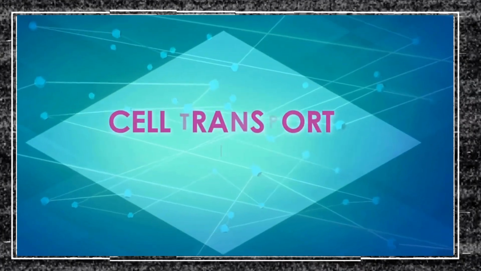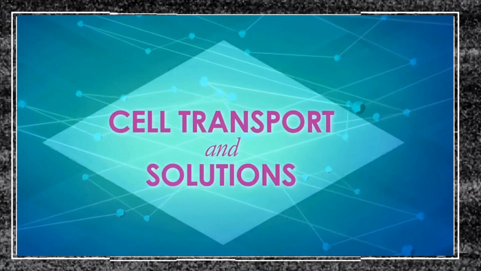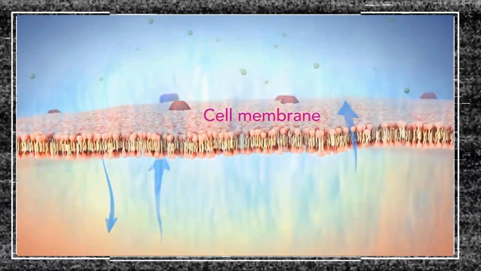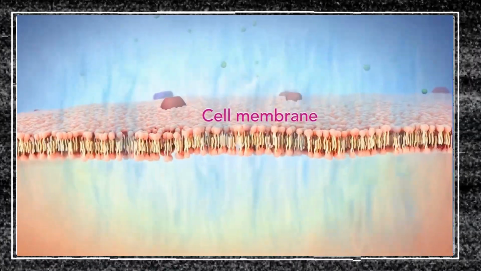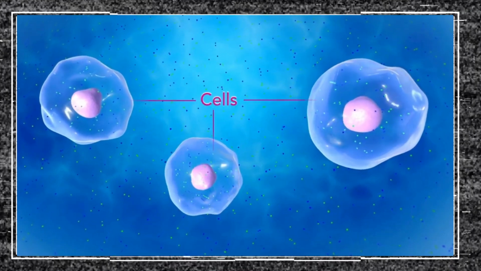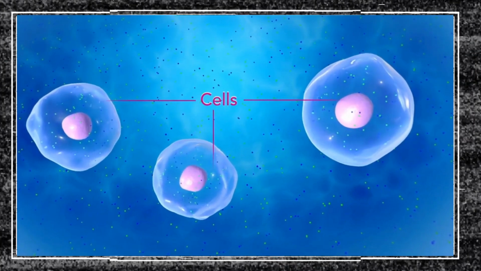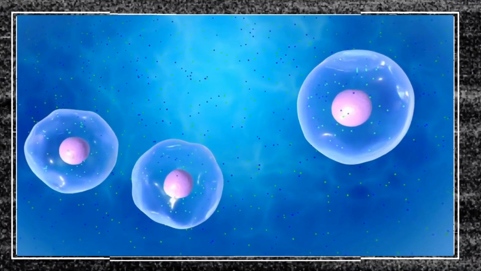In this video, we'll discuss cell transport and solutions. The concentration gradient of extracellular solutions affects the transport of substances through the cell membrane. What can happen in this process? Well, cells may be surrounded by solutions with different particle concentrations, both in a lab as well as inside a living organism. So we need to know how cells will respond.